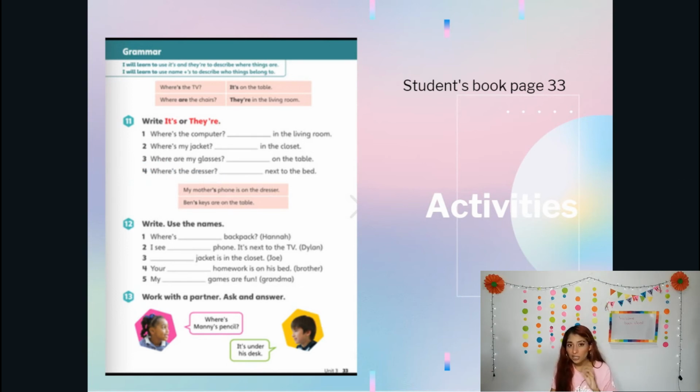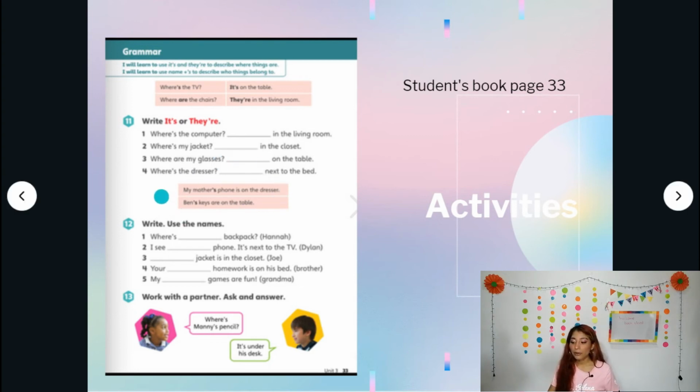So you just need to pay attention if we are talking about a singular or a plural. Number 1, computer, singular. Number 2, jacket, singular. Number 3, glasses, yeah, that's plural. Where's the dresser? Number 4, that's singular too. Okay, so you just need to answer by using its or their.